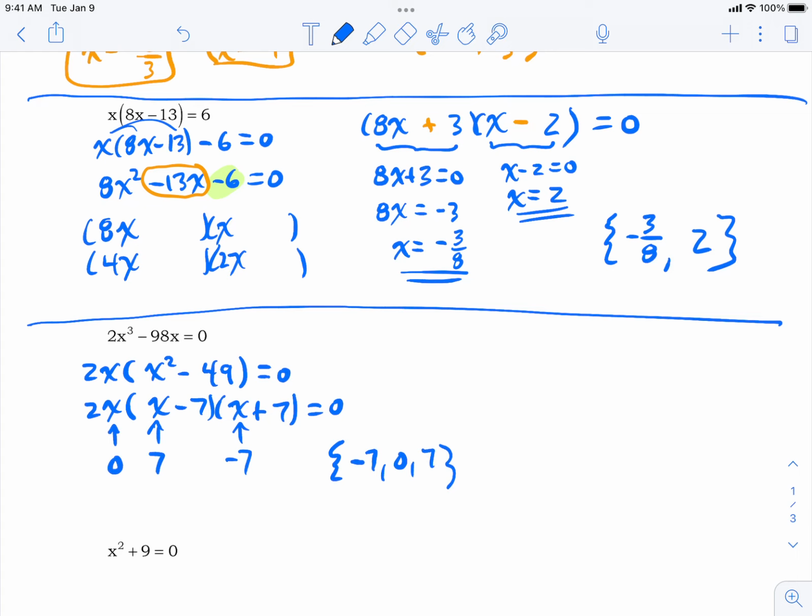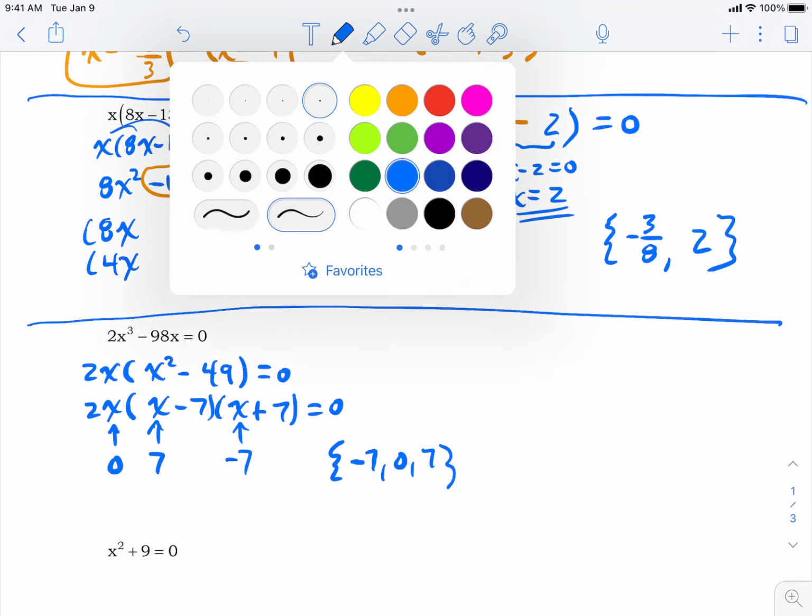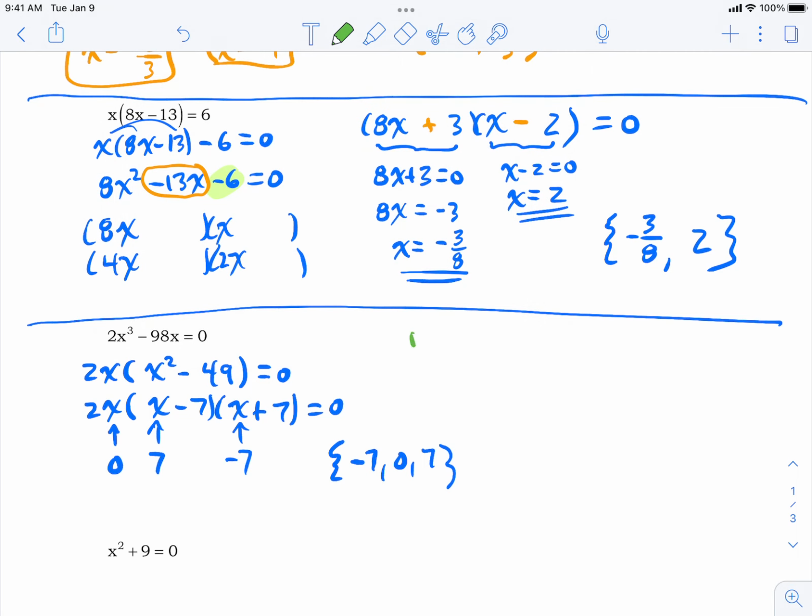That's better. Okay, cool. I'm going to throw a little PS on the side here. So you see this 2x cubed minus 98x equals 0. I see people do this a lot. They say, hey, you know what? I'm just going to cancel the 2. That's fine. That is completely fine.